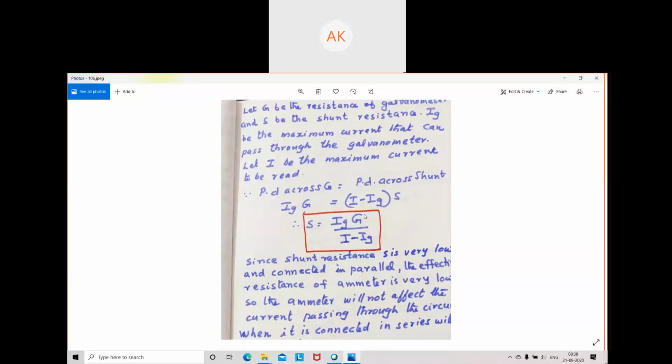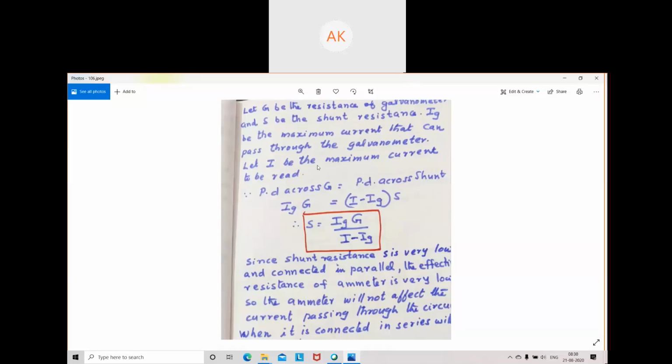Ig current flows through the galvanometer and it shows full scale deflection. Full scale deflection means it is measuring I current. I is the current sent through the ammeter. For I current, it shows maximum deflection. So Ig is the maximum current sent through the galvanometer. See, now all the letters you should know, then only you can do problems. Ig is the maximum current that can be passed through the galvanometer.